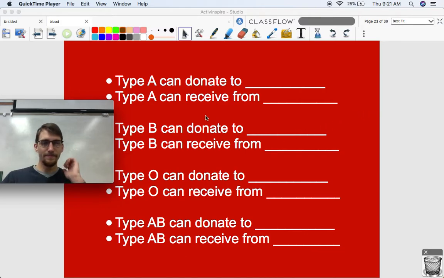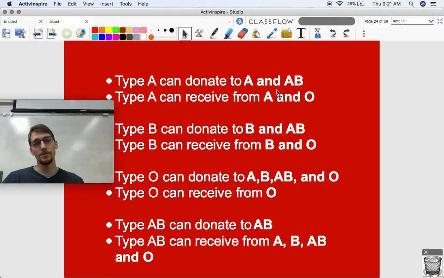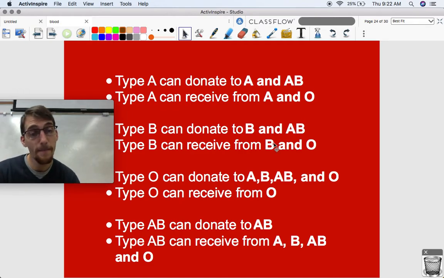If you did it, I'm glad you did, but here come the answers. Type A can donate to type A and type AB. AB is not going to have either of those antibodies, and if you're type A, you can donate to other type A's. You can receive from A and O. Type B can donate to B and AB, and they can receive from B and O. Type O, because they don't have any antigens on those red blood cells, can donate to people who are type A, B, AB, and O.